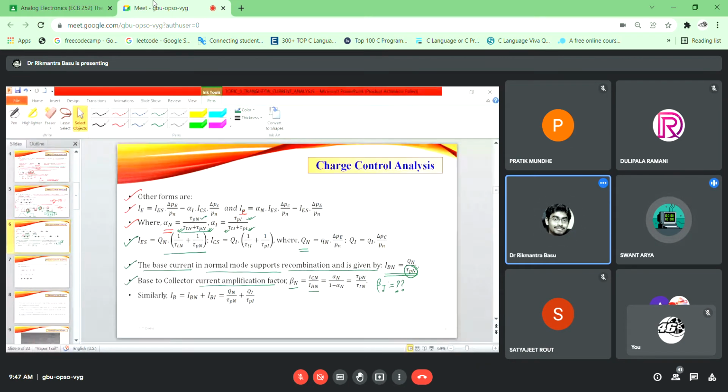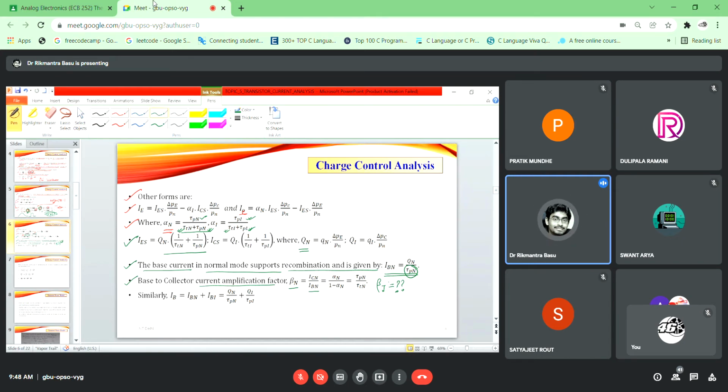Sir, the doping concentration of the collector is less than the emitter. So the influx of the carriers will not be as much as compared to the forward normal operation. Very good. And also a simple logic, I completely agree.